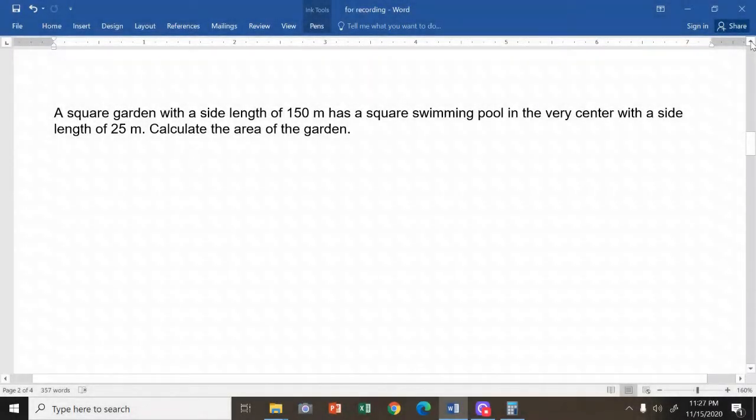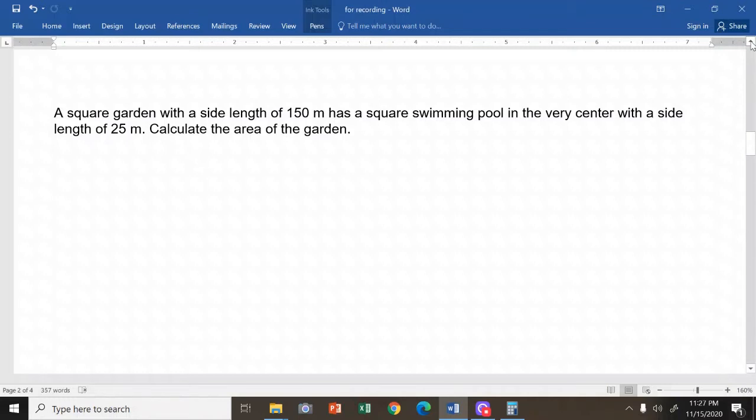Okay, so now let's try to apply yung mga formulas na yun sa isang word problem. So, a square garden with a side length of 150 meters has a square swimming pool in the very center with a side length of 25 meters. Calculate the area of the garden.